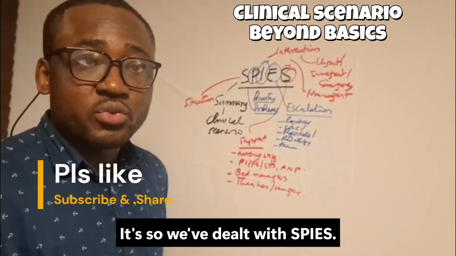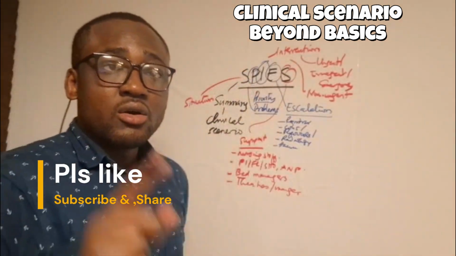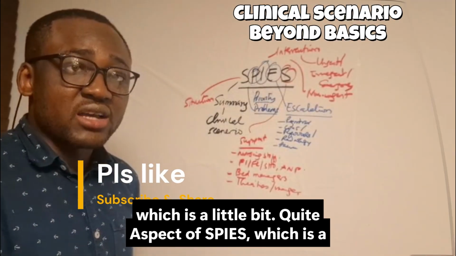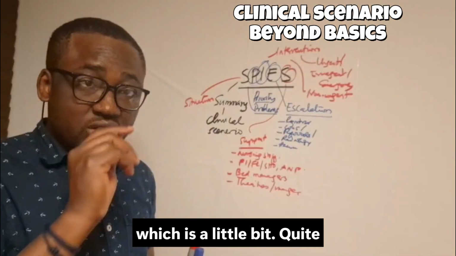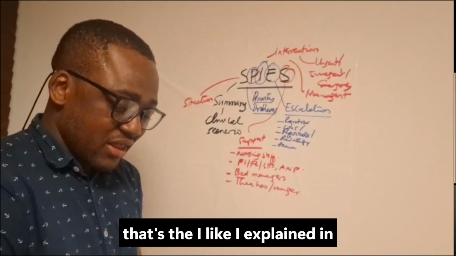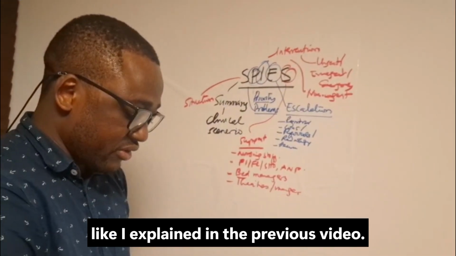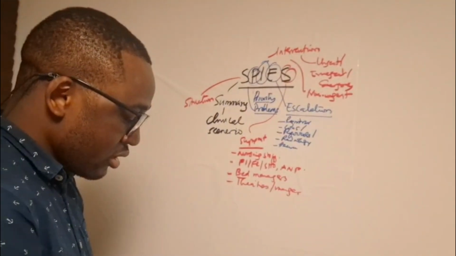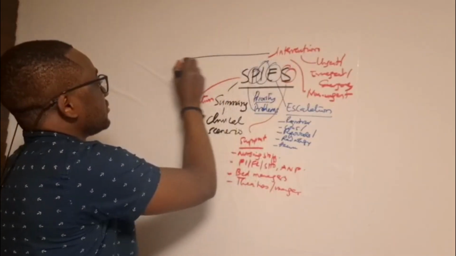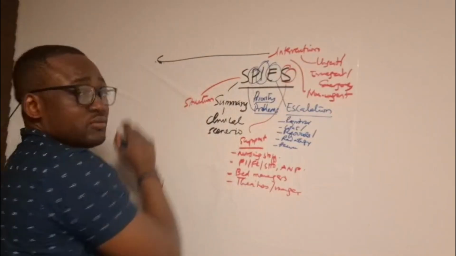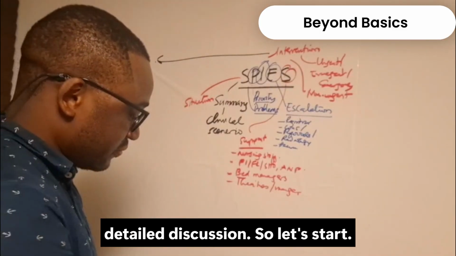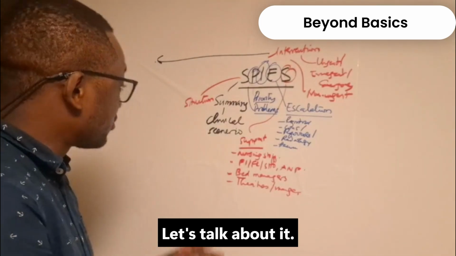Okay, so we've dealt with SPIES. We need to deal with another key aspect of SPIES, which is quite complex and varies from case to case. And that's the I, like I explained in the previous video. So the I, intervention, deserves a bit more detailed discussion. So let's start. Let's talk about it.